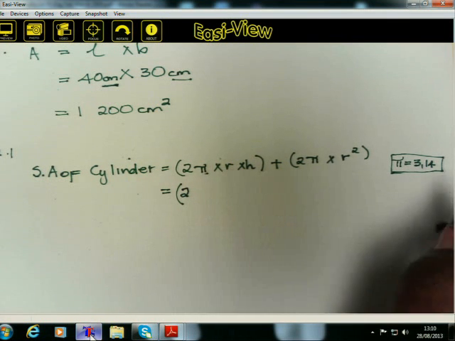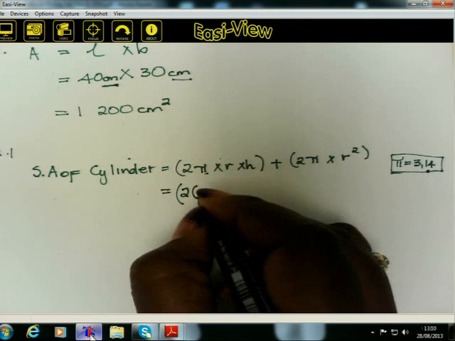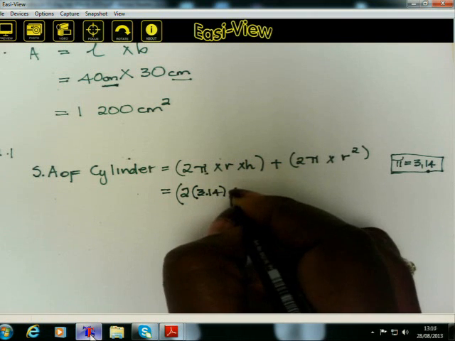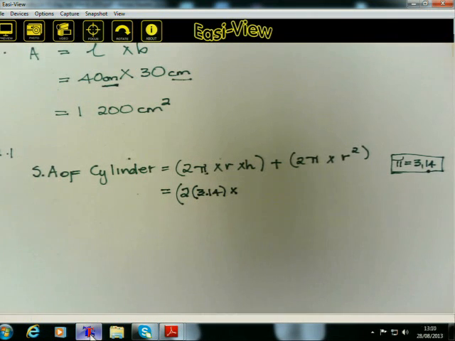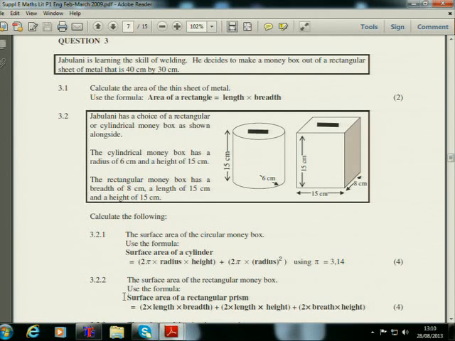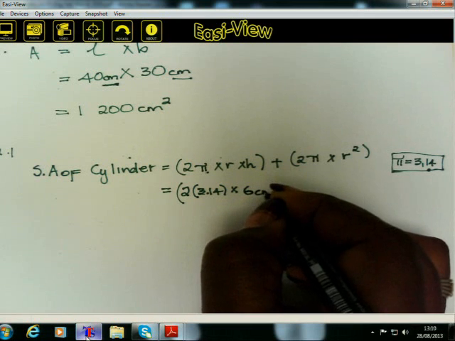In the place of pi, remember we are told we must use pi as 3,14, so I'll open a small bracket there and substitute the 3,14. We multiply that by, now we go back again to our question. Remember, all this information is given in our question. What was the radius again? We are told that the radius is 6 centimeters of this cylindrical box. Now that means we will substitute 6 centimeters.